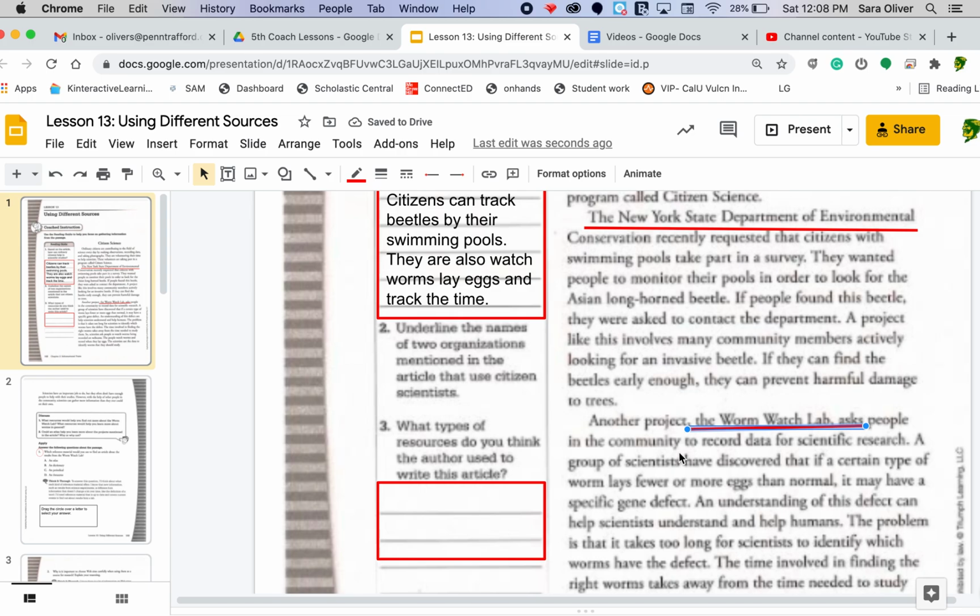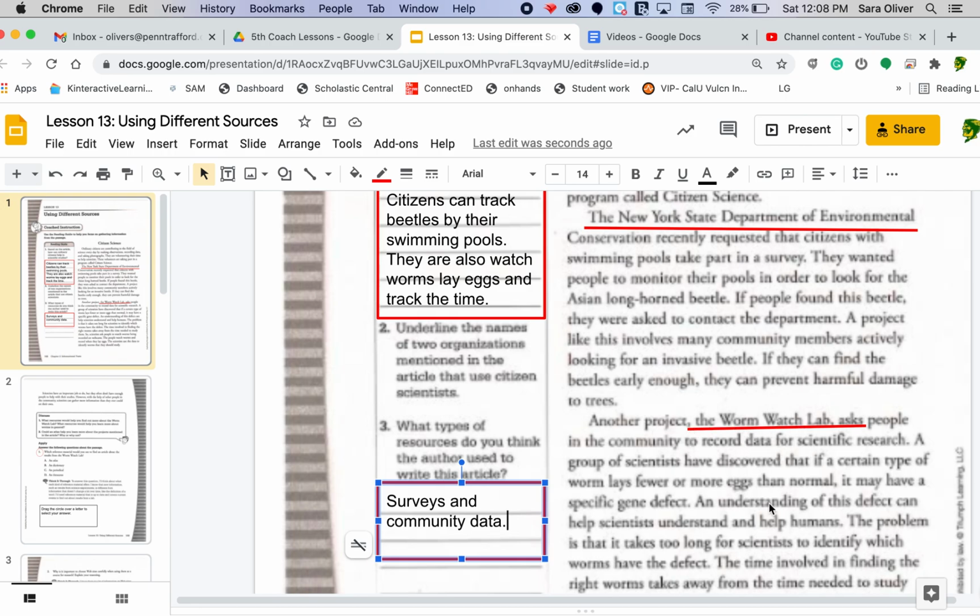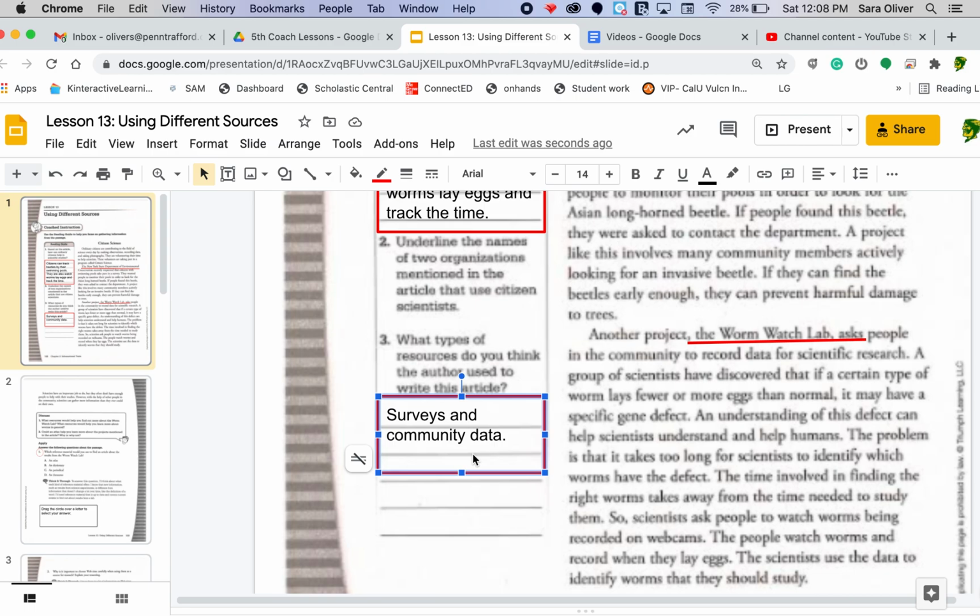What type of resources do you think the author used to write this article? Well, it kind of sounds to me like they looked at surveys and maybe community data. The surveys come from up here where it says people took part in the survey, and then the Worm Watch Lab asked people to record the data, and that data helped the scientists decide what to study more.